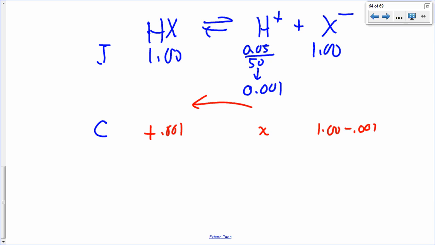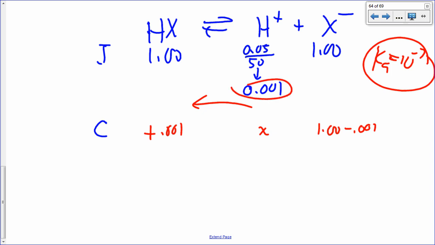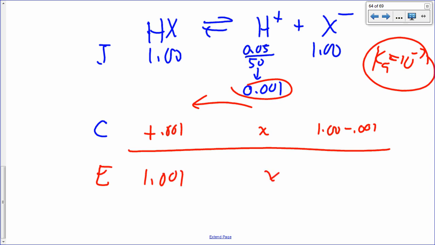Okay, how do I know this is going to go all the way? What's the Keq? What's the Ka for this? 10 to the negative 7. It's very small, right? So I know that if this goes either way, it's going to go as far as possible to the left. So all of that 0.001 is going to go all the way. So at equilibrium, I'm going to have 1.001. This is going to be x, and this is going to be 0.999, right?